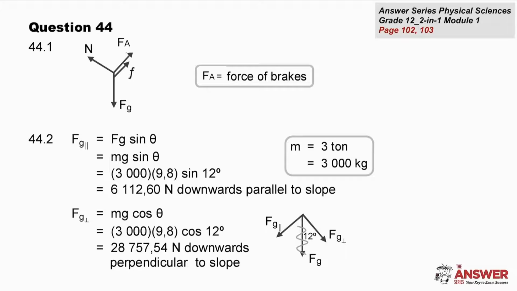With the truck on the slope, we are asked first to get components. To get the parallel component, we use sine of theta, where theta is the angle of 12 degrees of the slope here. To get the perpendicular component, we use cos of theta, and so we get the two components that way. Note that in this case, we are using the angle of the slope to get components for the gravitational force.